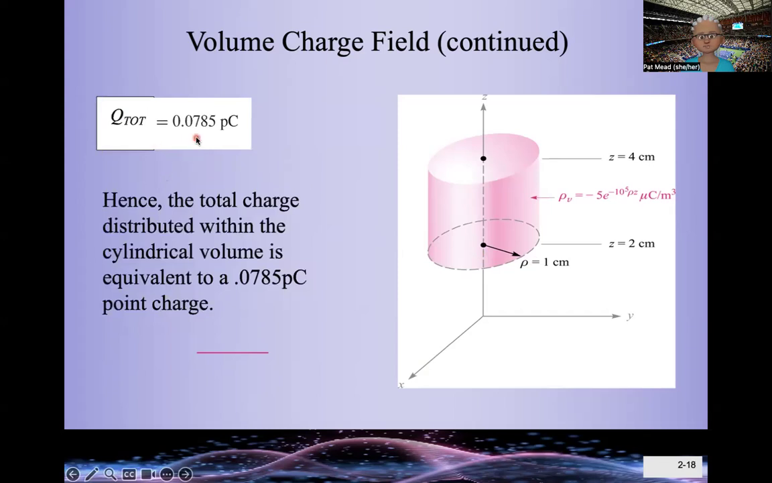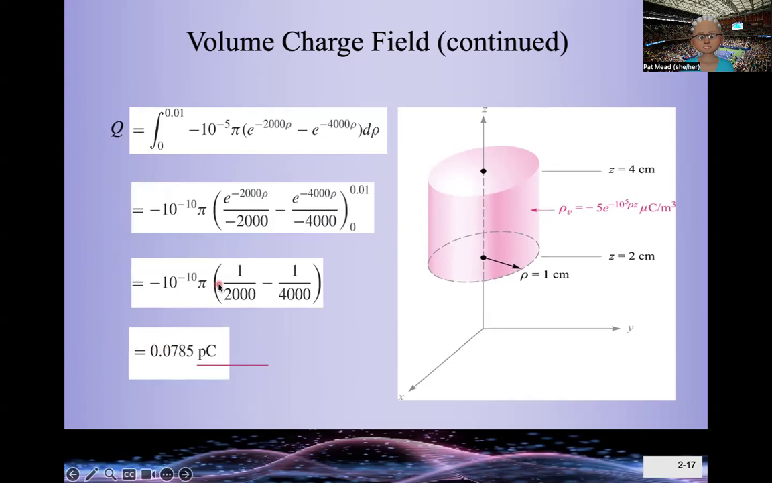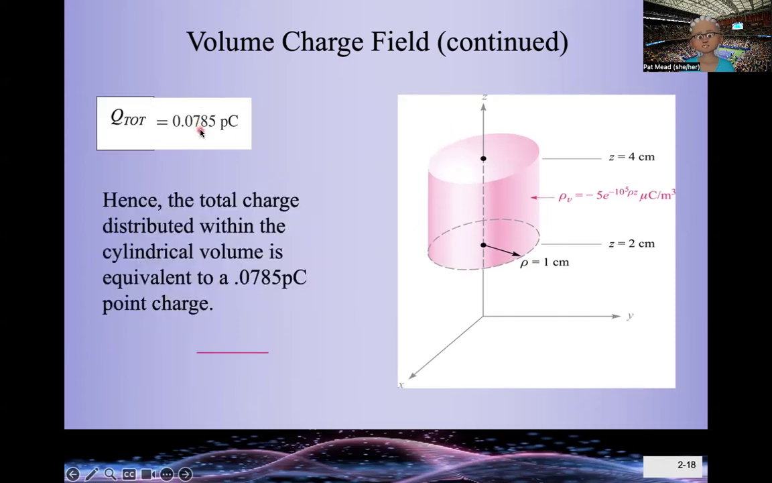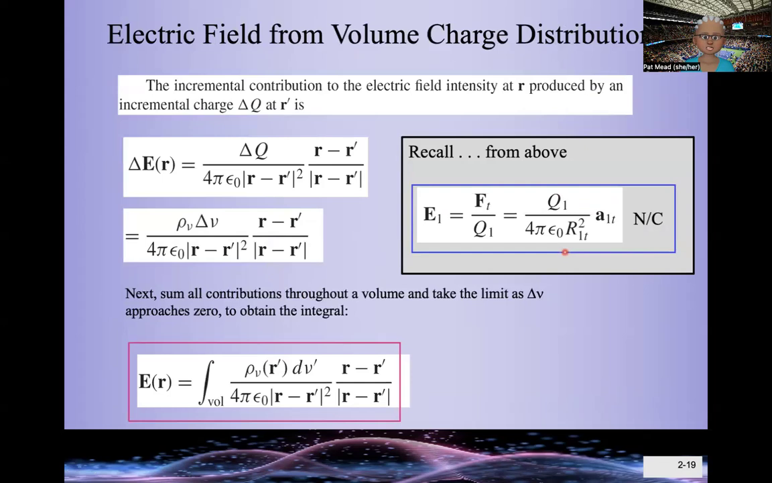So as mentioned, the total charge was, or was it negative? It might have been negative. The total charge was, okay, it's going to be positive. The total charge is basically 0.0785 picocoulombs within the charge distribution, whatever, excuse me, the volume specified. So we might look at this as a 0.0785 picocoulomb point charge, but instead of being in a single point in space, it's spread out over a cylinder of height 2 centimeters and diameter 1 centimeter. Okay. Well, that's kind of the way we do that.